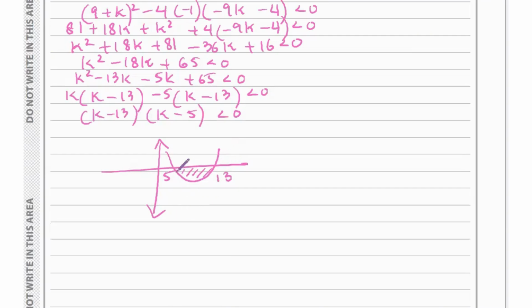So over here at k equals to 5, the values of k are increasing, and at k equals to 13, the values are decreasing. So since they're converging, it's going to be a joint inequality where k is less than 13 but greater than 5. That is your final answer.